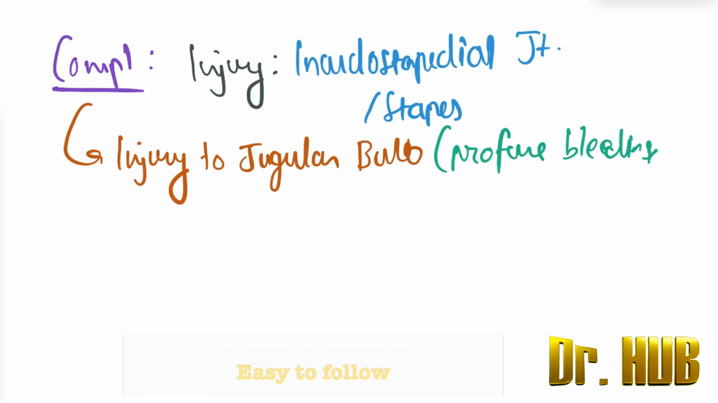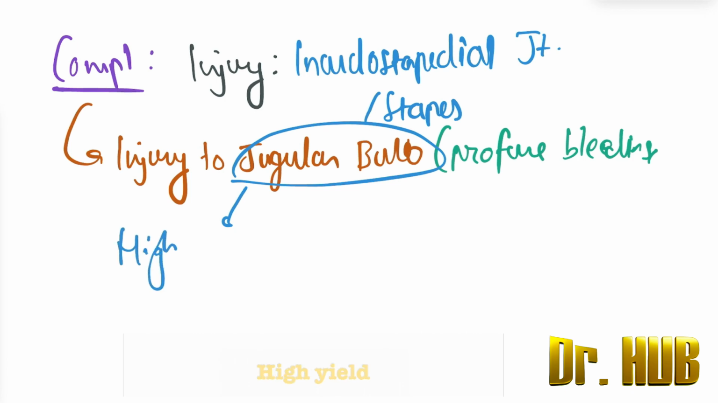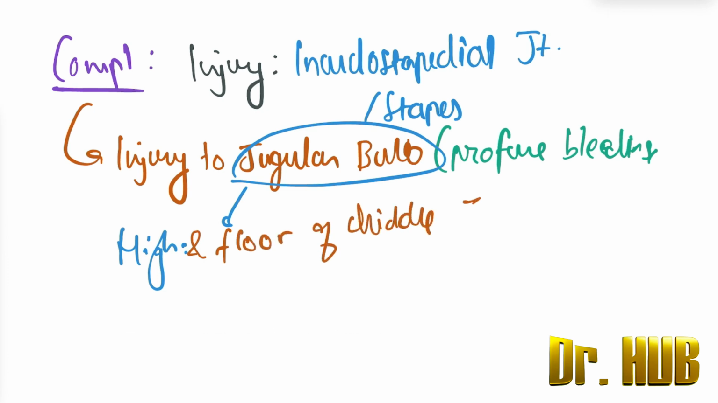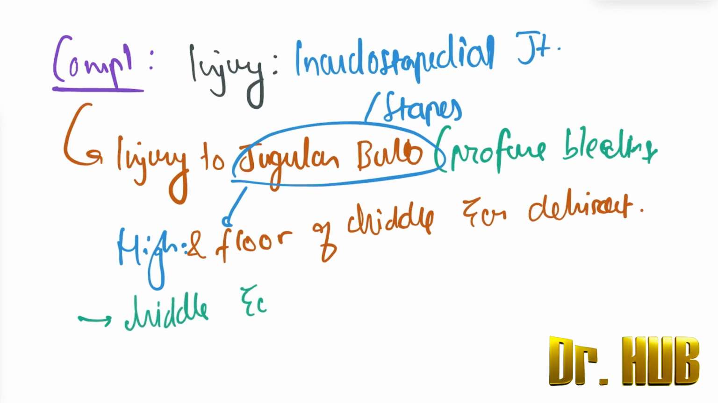This happens if the jugular bulb is high and the floor of the middle ear is dehiscent. Next complication is middle ear infection.